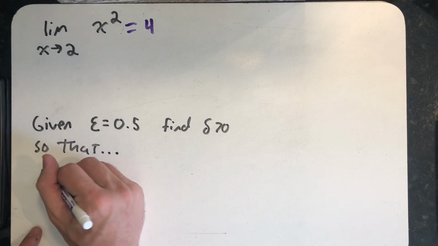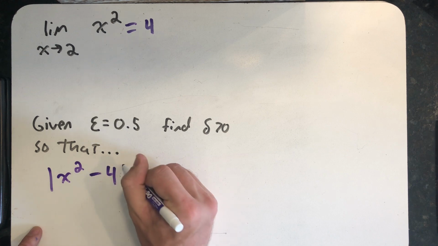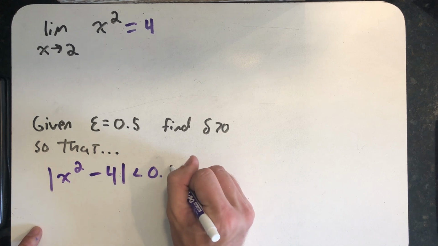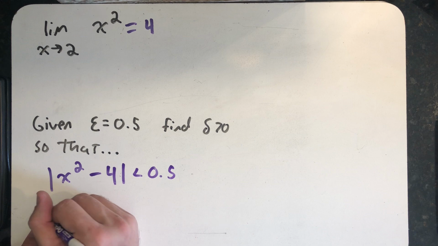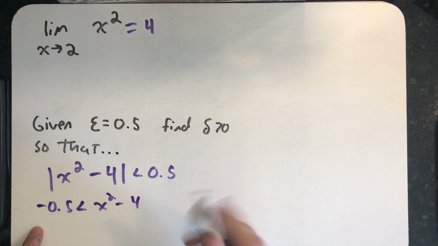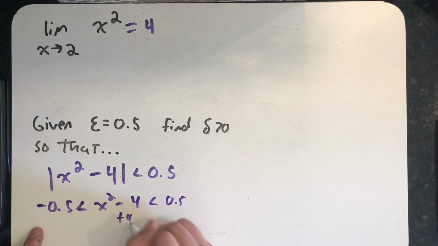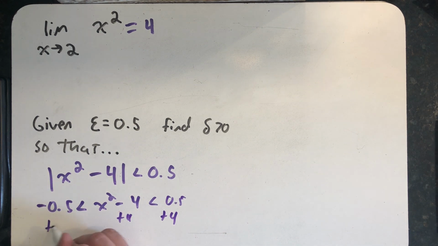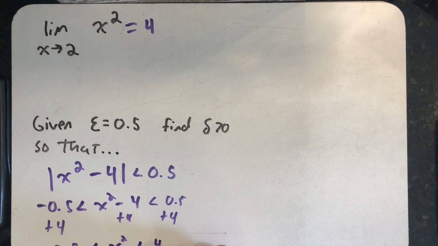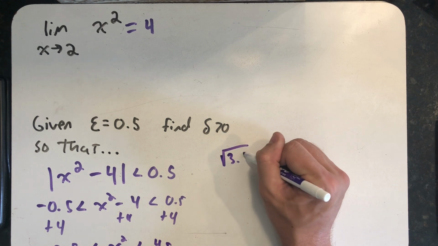And now, I think f of x minus L is supposed to be less than that number epsilon. And I can work through this the same way we've been doing. I need to add 4 to everything. 3.5 is less than x squared is less than 4.5. And now to get x by itself, I would need to take the square root of all of the pieces.